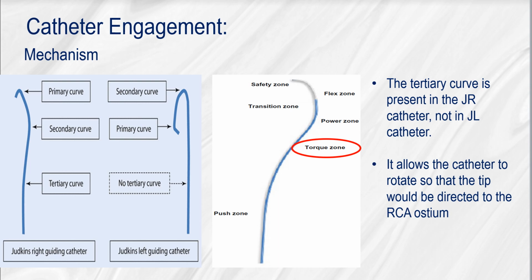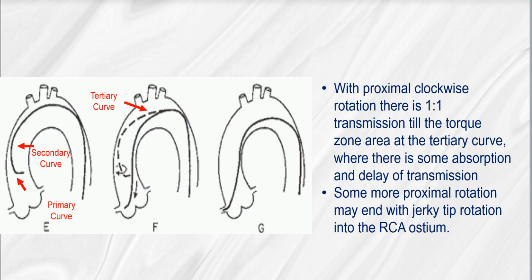Regarding the mechanism of catheter engagement, the tertiary curve is present in the Judkins right catheter, not in the Judkins left. It allows the catheter to rotate so that the tip is directed to the RCA ostium. With proximal clockwise rotation, there is one-to-one transmission up to the torque zone area at the tertiary curve, where there is some absorption and delay of transmission. Some more proximal rotation may end with a jerky tip rotation into the RCA.